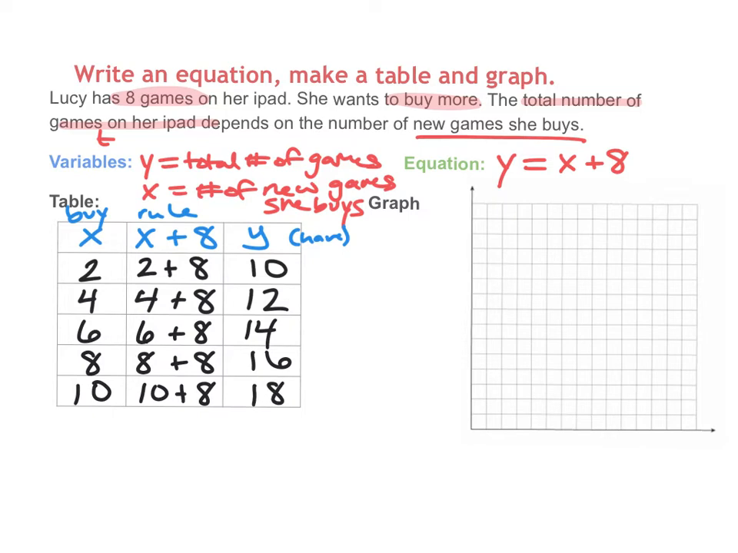So then what you're going to do is be able to graph that relationship, and you'll have to mark your axes. So we have x here. X is our number of new games.